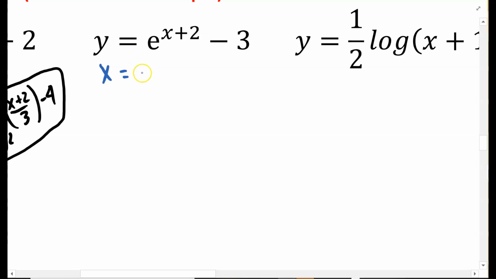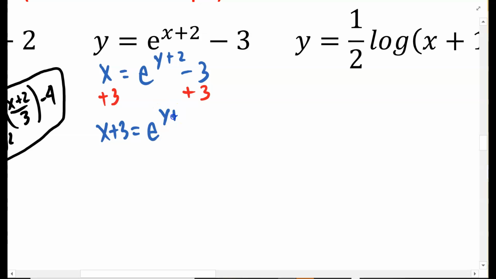So x equals e to the y plus 2 minus 3. And so I'd ask myself, is everything on the right in the exponent? The answer is no. So we're going to have to add 3 to both sides first. So that gives us x plus 3 equals e to the y plus 2. Now is everything on the right part of the exponent? Yes.